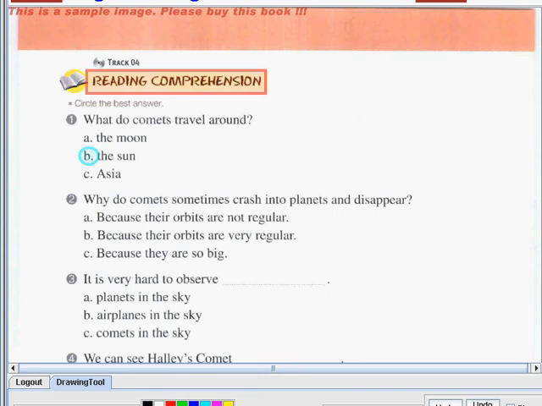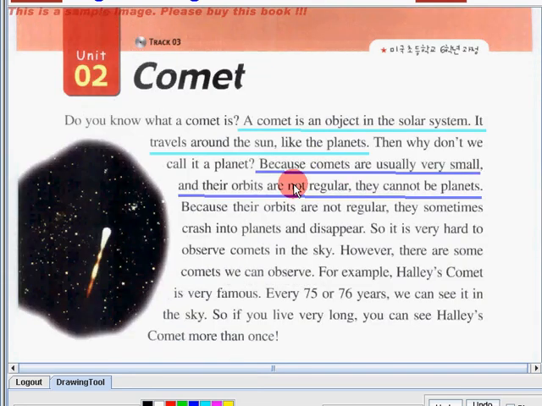How about number 2? Why do comets sometimes crash into planets and disappear? So, the answer is A, because their orbits are not regular. Because comets are usually very small and their orbits are not regular, they cannot be planets.